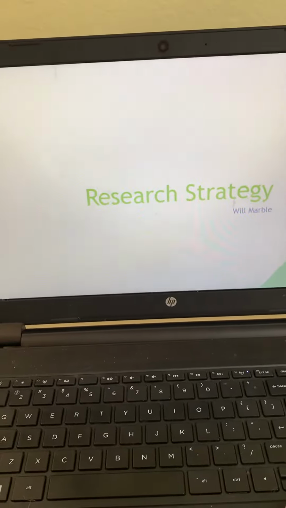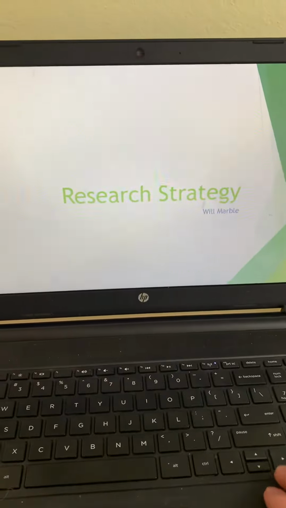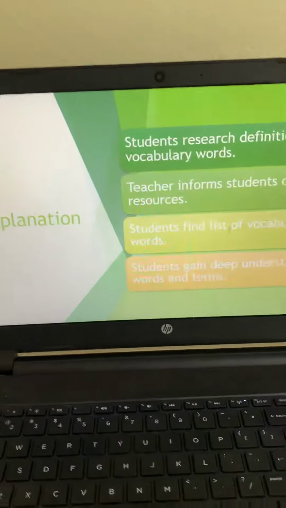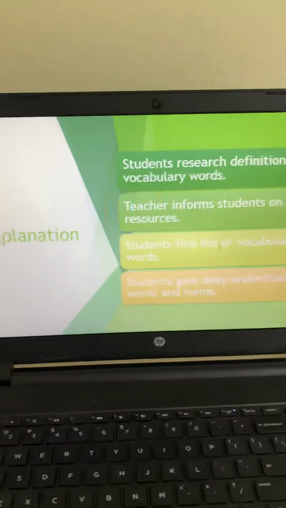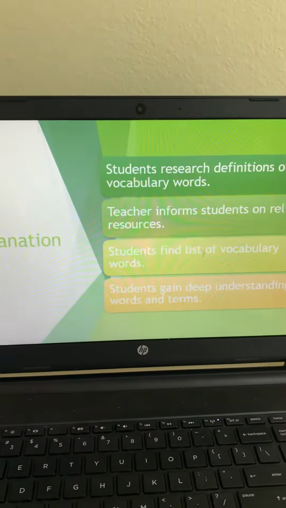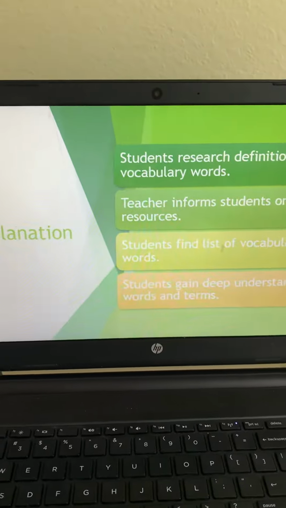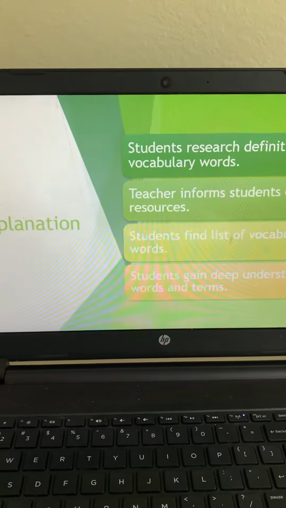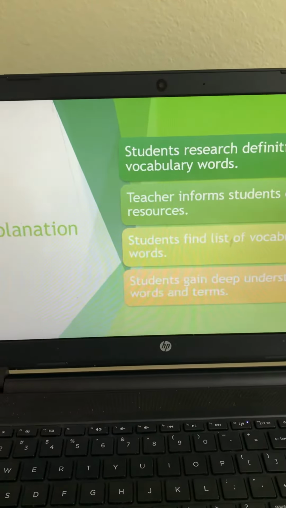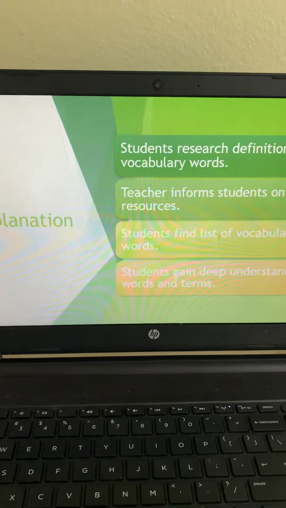Today, our strategy will be research, and this is going to be for your vocabulary and terms that you want the students to learn. So an explanation: students research definitions of vocabulary words. What they are trying to do is use reliable resources in order to find definitions and deeper understandings of these words or terms that you have assigned to them, and then they will write them down and keep them for later.